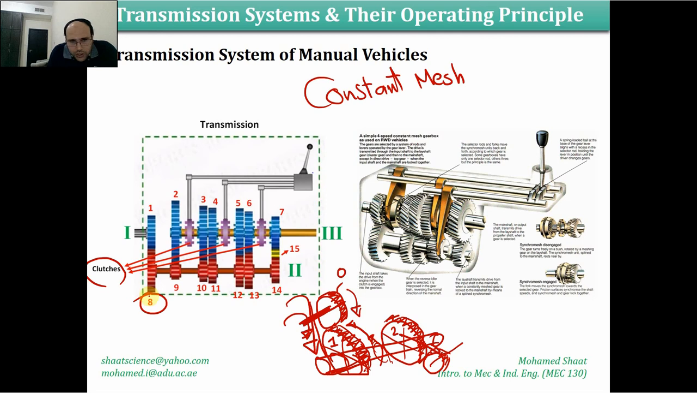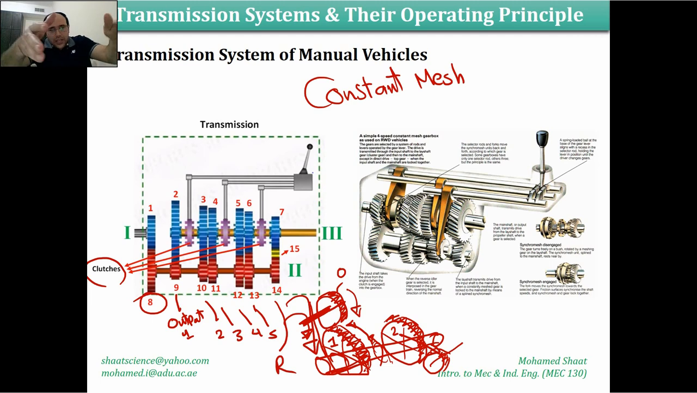So how many outputs? Let us give them names. This is output 1, this is output 2, this is output 3, this is output 4, this is output 5, which is gear 13. And 14 is going to be output R, the reverse gear. This means that this transmission has 5 speeds and 1 reverse. Why I said that 14 is reverse, I'm going to explain. And why I said 9 is first, or in general, forget about the names. In general, we have 5 speeds and 1 reverse.